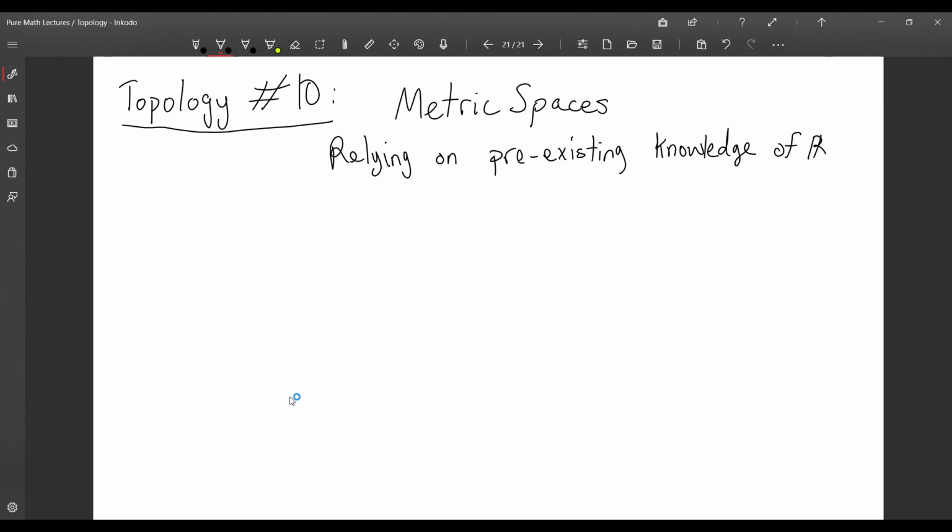So without further ado, we are going to be defining what a metric is. A metric is a function which takes a Cartesian product of a non-empty set with itself and sends it to the real numbers. And it satisfies a couple of properties. The first property is that the value of the metric is always going to be greater than or equal to 0, right? So you can't have a negative value for your metric.